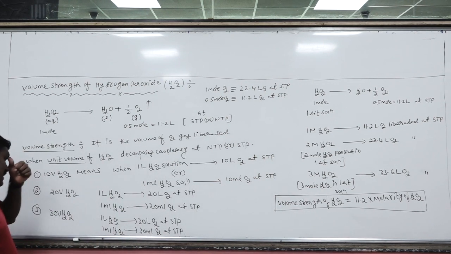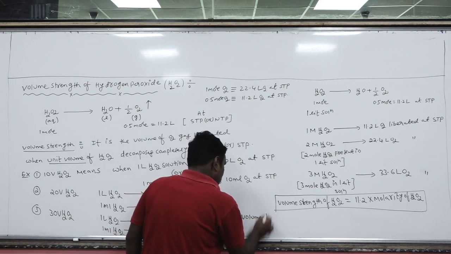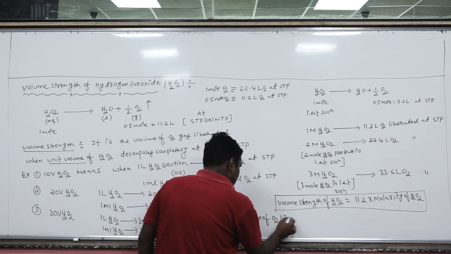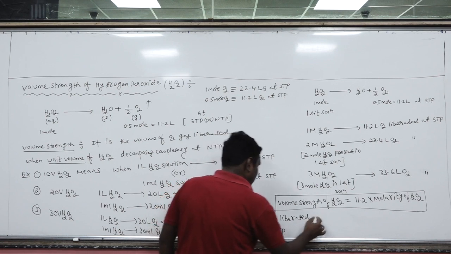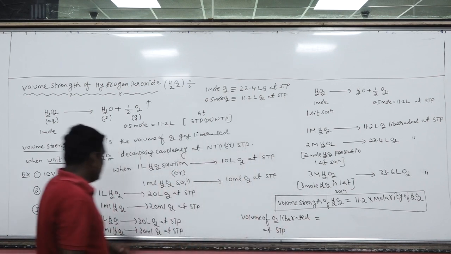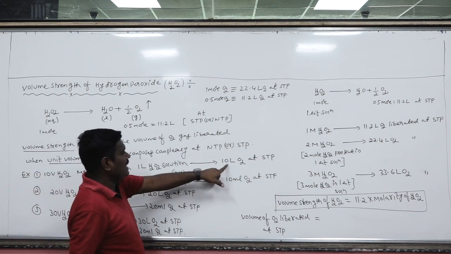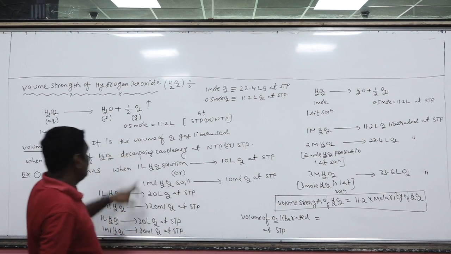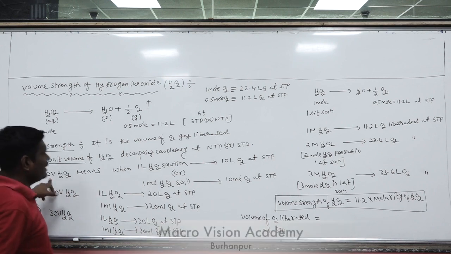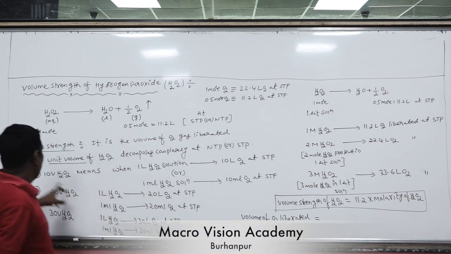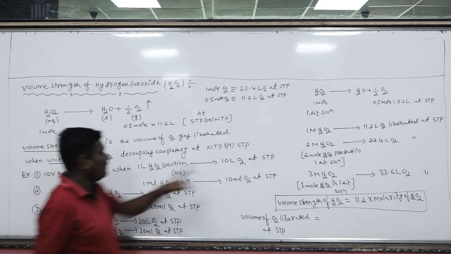What is the volume of oxygen liberated at STP? Volume of oxygen liberated at standard conditions of temperature and pressure. Remember, this is the volume of oxygen liberated. That is, let's suppose 10 volume I am taking. So 10 liters of O2 is produced from 1 liter of H2O2 of 10 volume strength. Shall I write 10 liters of O2 is equal to volume strength of H2O2 into volume of H2O2, because 10 into 1 becomes 10.